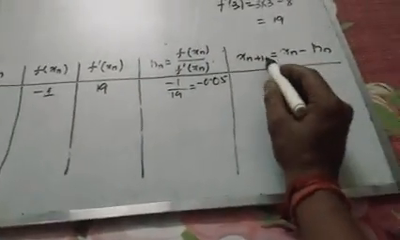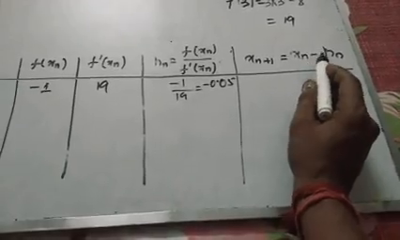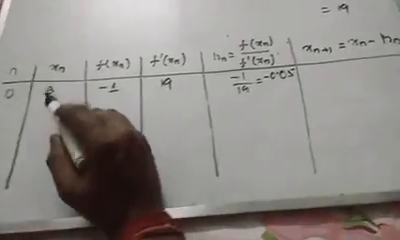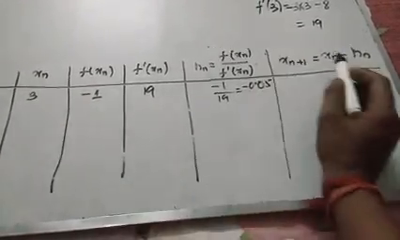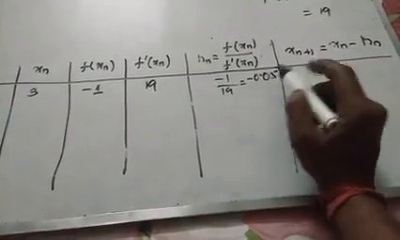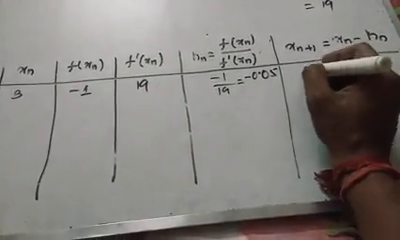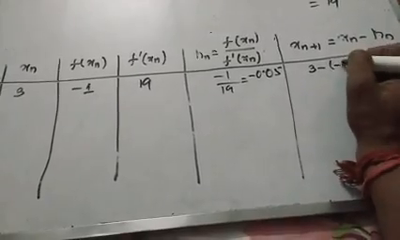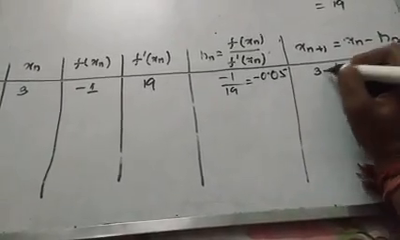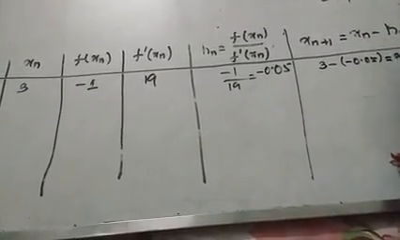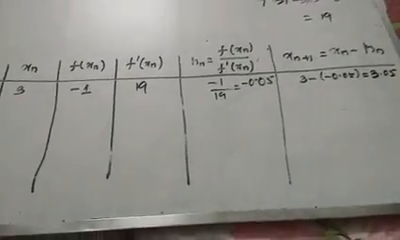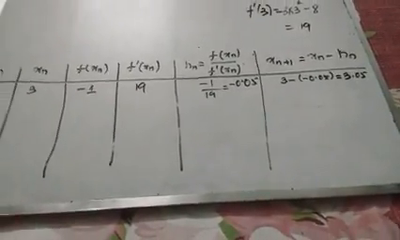Now the final step says that xn+1 will be xn minus hn. xn is 3. hn is minus 0.05. So xn is 3 minus minus 0.05. Minus minus is plus, so finally that is 3.05. This is xn+1. So this is our first step.